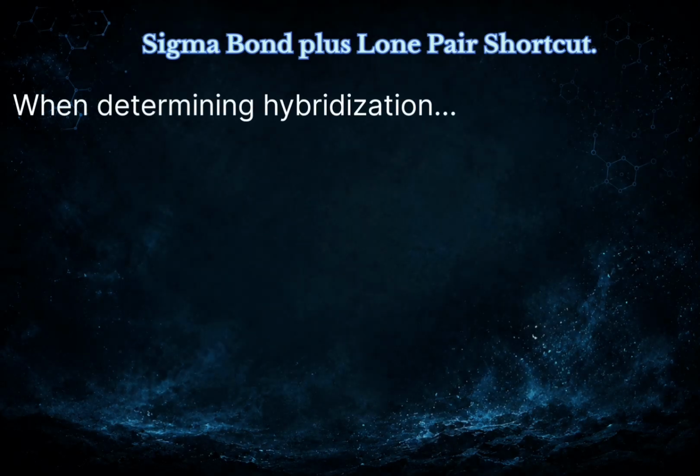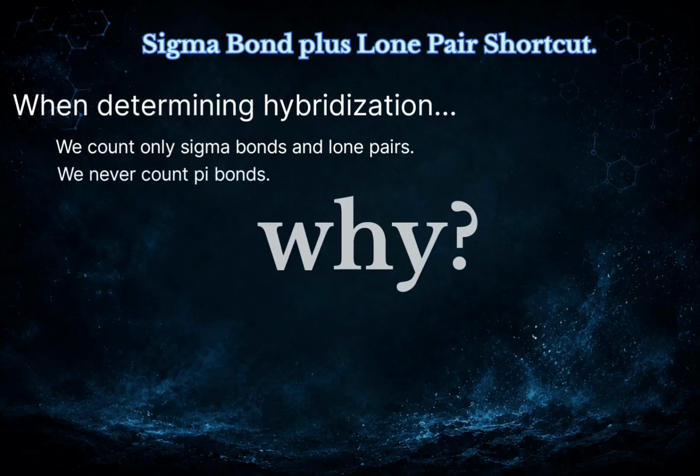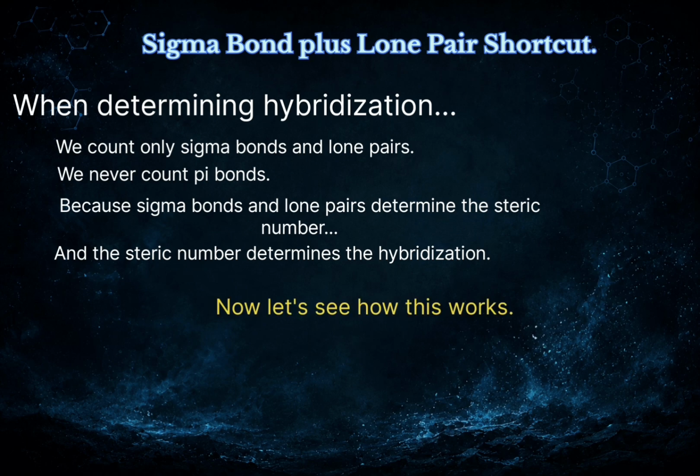Now, here's the shortcut. When determining hybridization, we count only sigma bonds and lone pairs. We never count pi bonds. Why? Because sigma bonds and lone pairs determine the steric number, and the steric number determines the hybridization. Now let's see how this works.